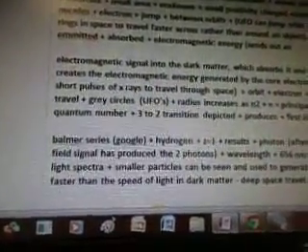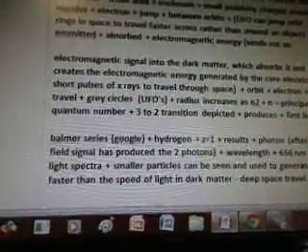Electromagnetic energy sends out an electromagnetic signal into the dark matter, which absorbs it and creates the electromagnetic energy generated by the core. We're talking about the core of the spaceship. Electrical short pulses of X-rays to travel through space. So this is how this is going to work. So it's orbit, electron, travel, gray circles, UFOs.